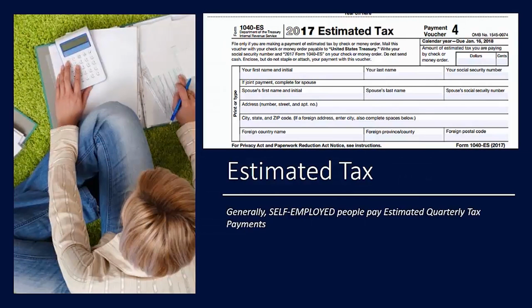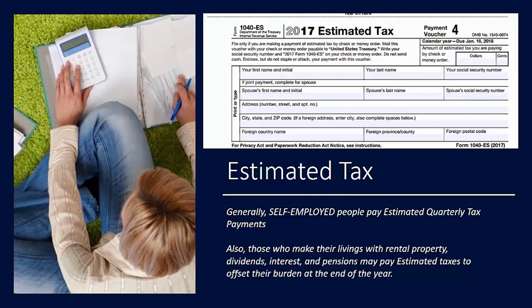Generally, self-employed people pay estimated quarterly tax payments. Also, those who make their livings with rental property, dividends, interest, and pensions may pay estimated taxes to offset their burden at the end of the tax year.